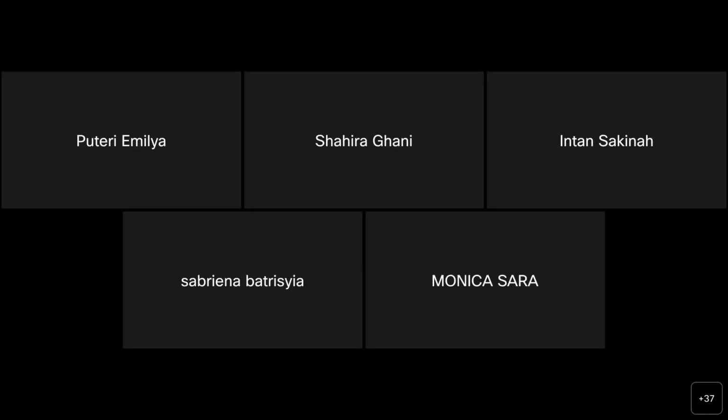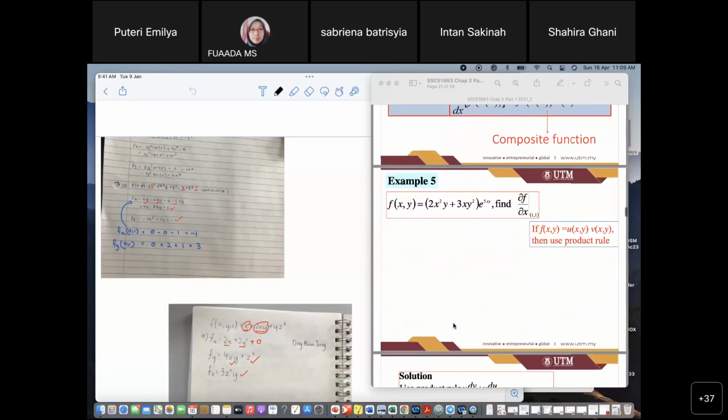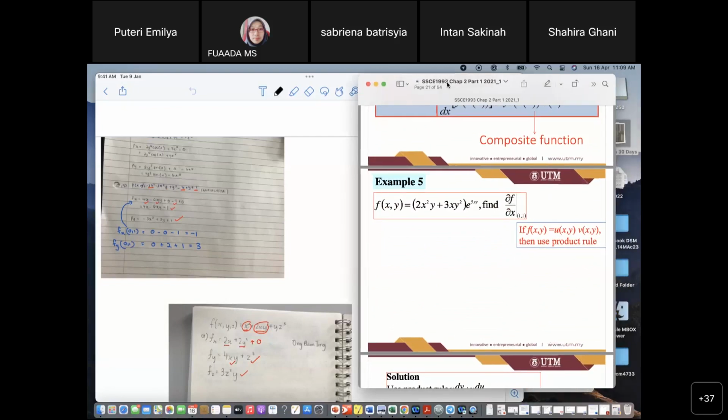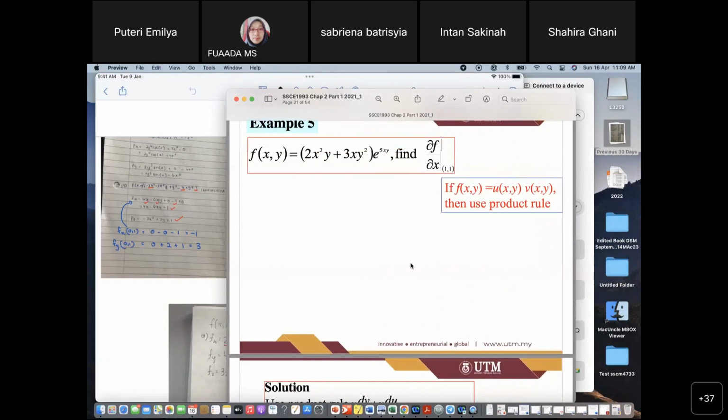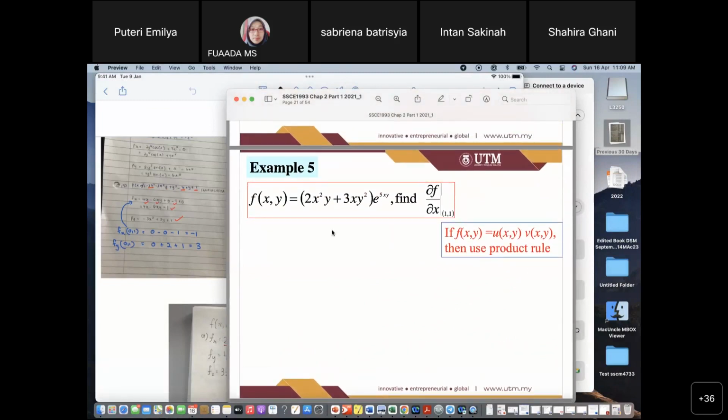Okay, so we continue with the next example. For this, we have a more complicated expression to differentiate. Here, as you can see, you are given a two variable function and you have to find the partial derivative with respect to x. You can see that you got two functions and they are multiplied by each other. So it looks like you have to apply the product rule.